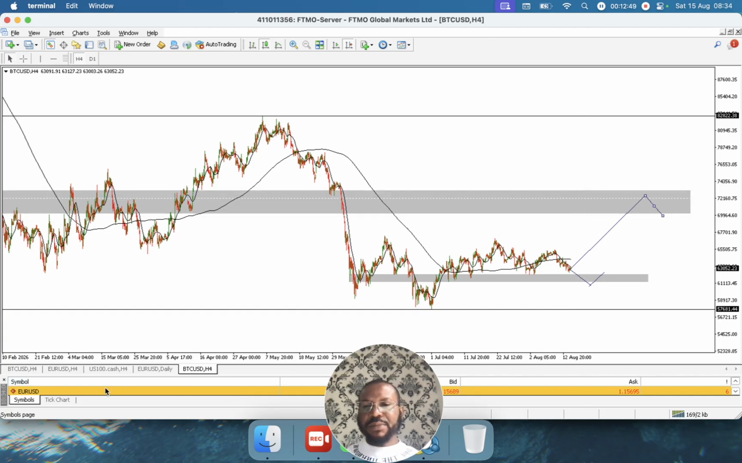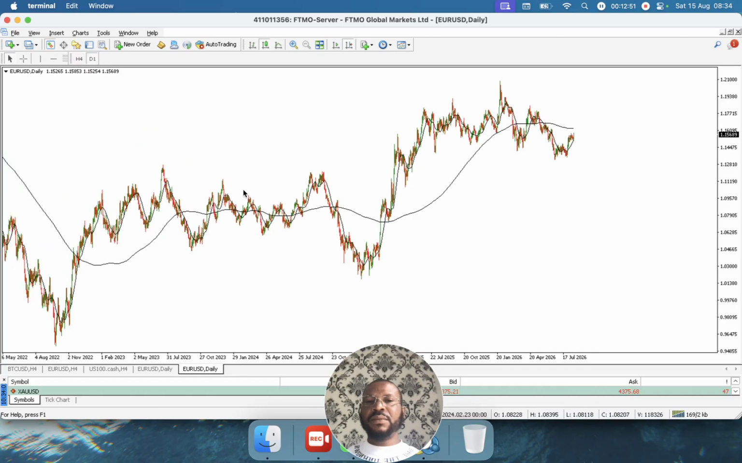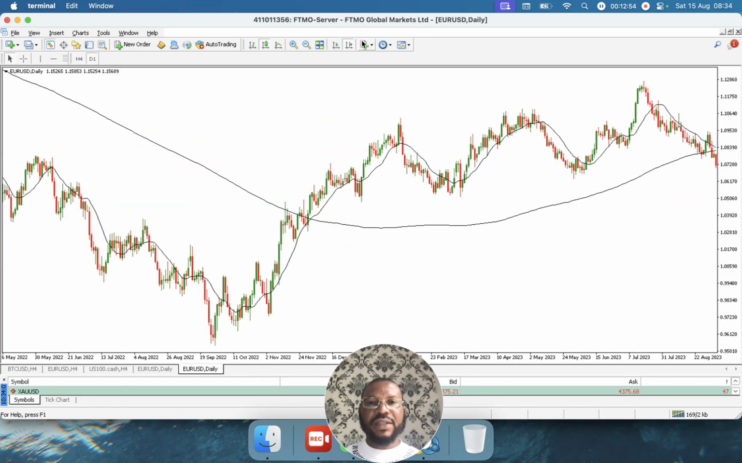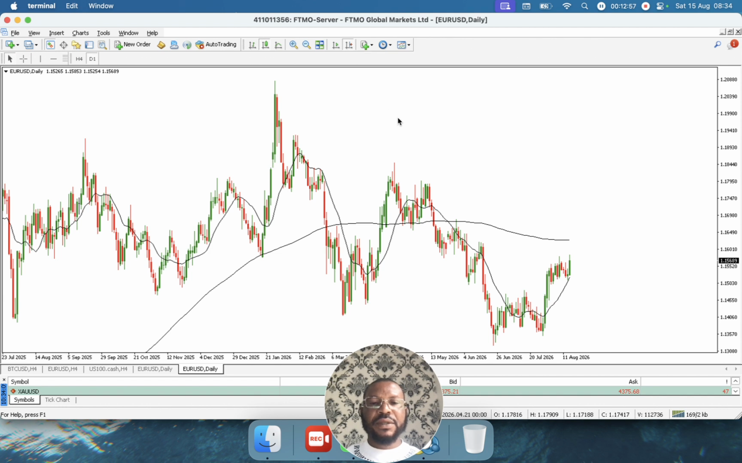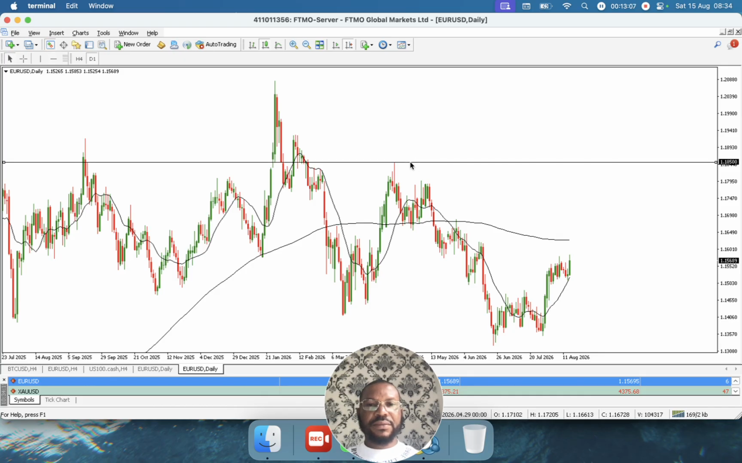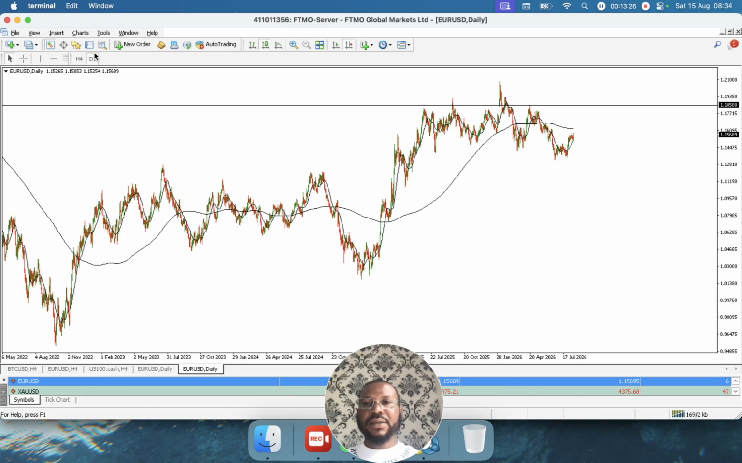So let's move over to the next pair, which is the EURUSD. For the EURUSD, we can see that the EURUSD is still bearish. After price departed from this level, price has been creating lower high, lower low, lower high, lower low, lower high, lower low. Price has not created a higher high. And we can see that price is trading below our 200 EMA. With this, we can see that the EURUSD is bearish.